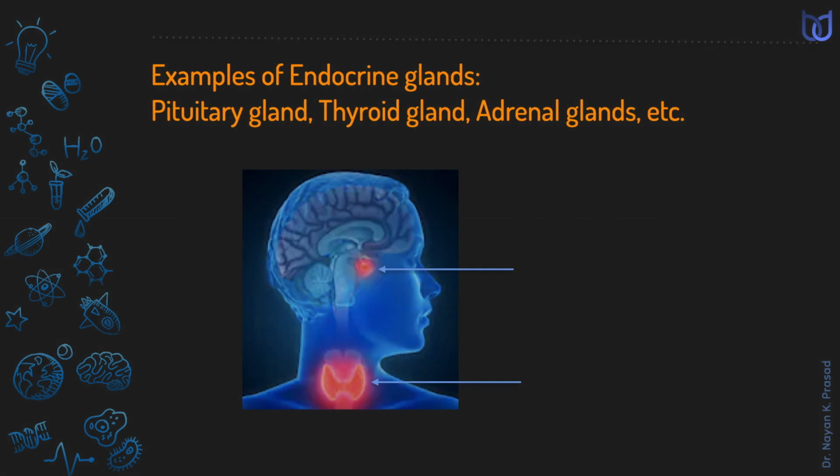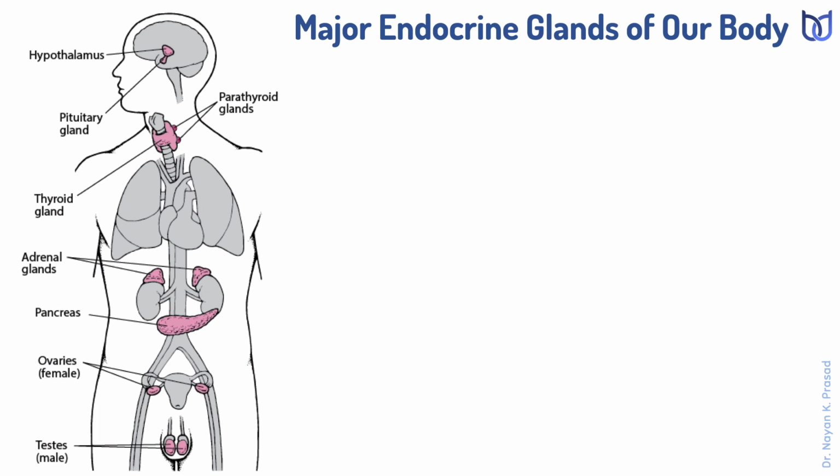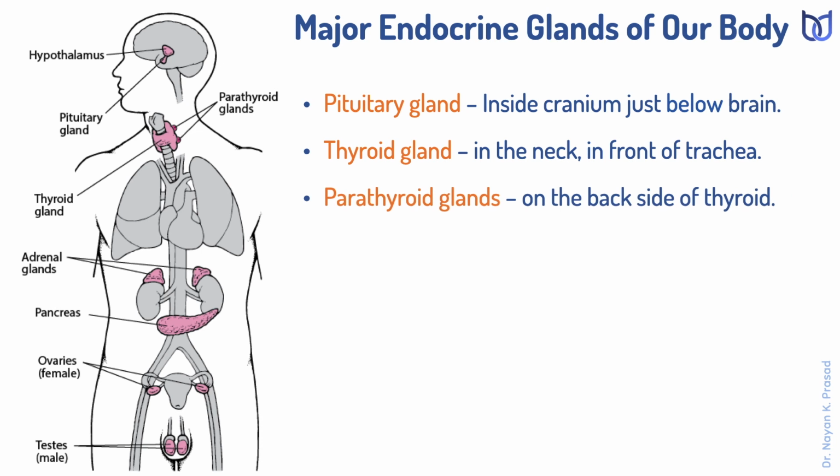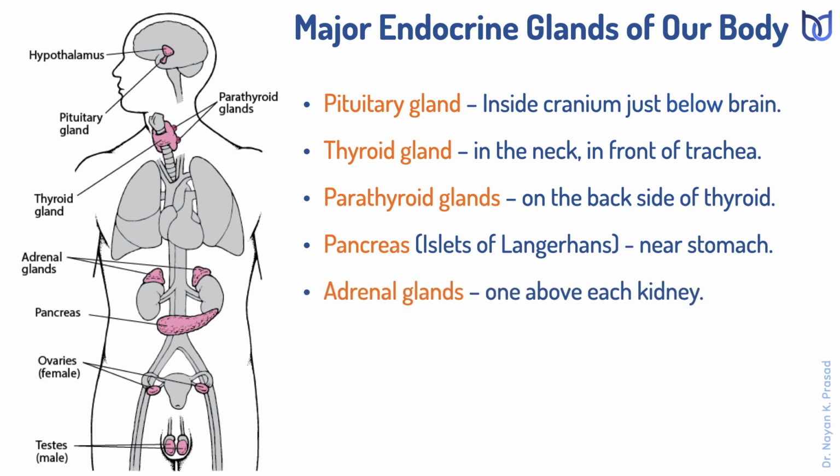In another slide, we are seeing the examples of endocrine glands. Here we see two important endocrine glands of our body: the pituitary gland near the brain and the thyroid gland in the neck. Now, let us talk about major endocrine glands of our body. Here is the list of different endocrine glands of the body. One is pituitary gland, situated inside the cranium just below the brain, and the thyroid gland is located in our neck in front of the trachea. On the backside of the thyroid gland, there are parathyroid glands. Pancreas lies near the stomach, and the adrenal glands are found one above each kidney.